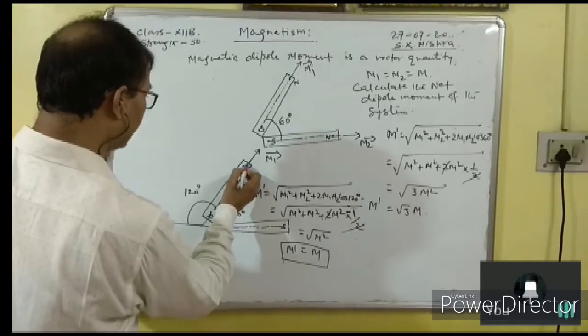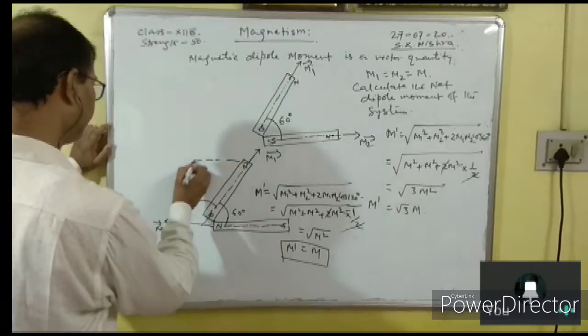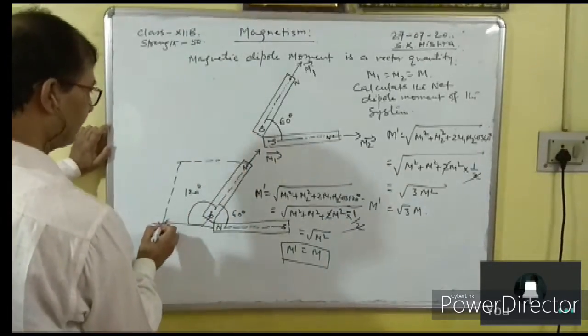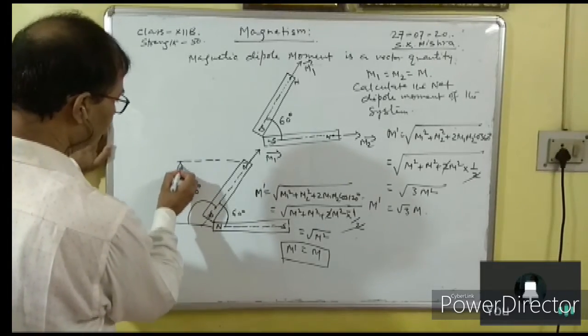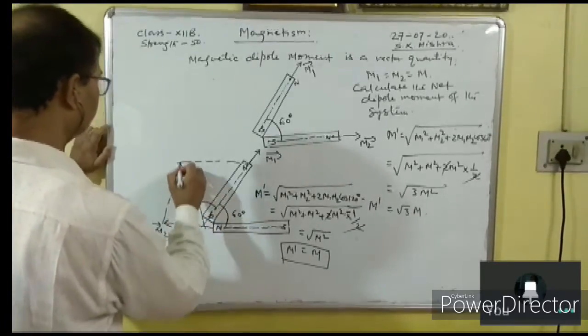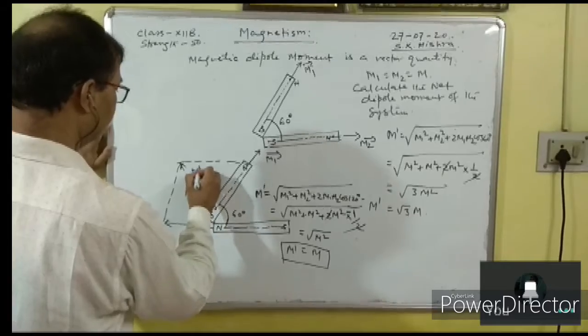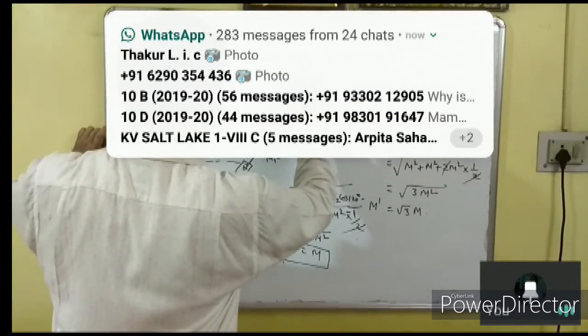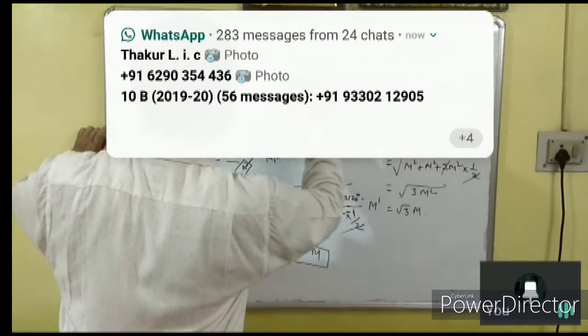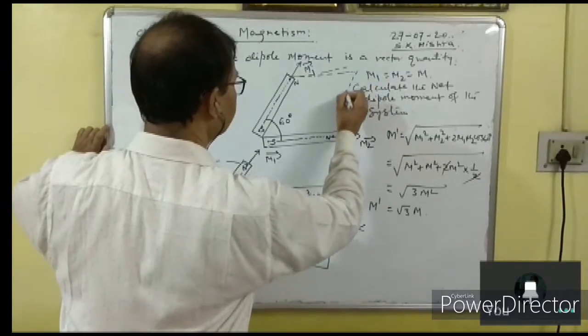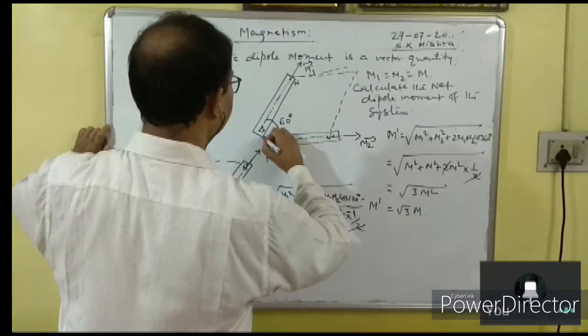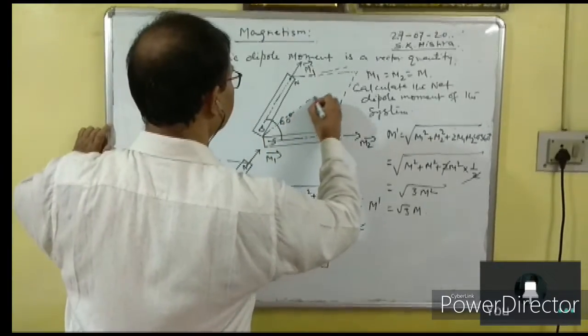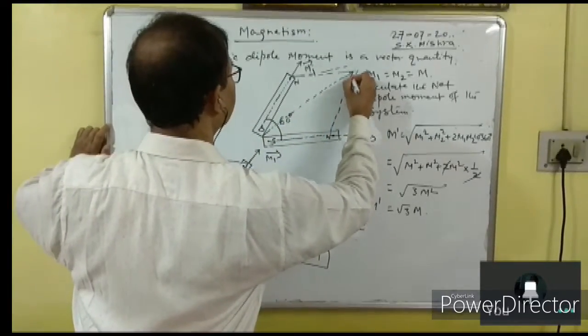Now the dipole moment of the first one is along this way, m1. And the second one is south to north. This is m2. Then you have to consider this angle. That is, one of the vectors is m1, another vector is m2. So you have to think about this angle. So this angle is how much?